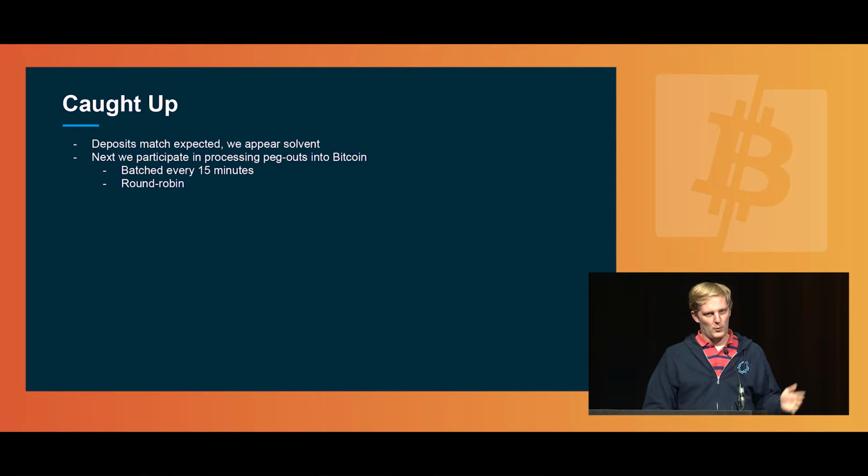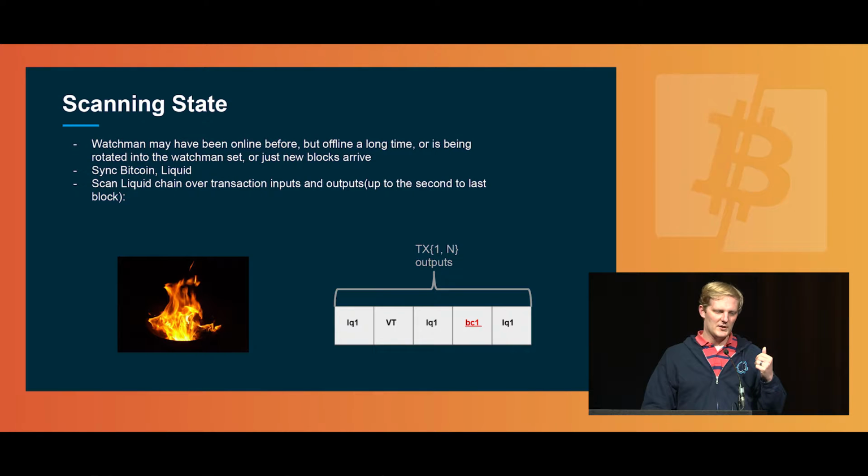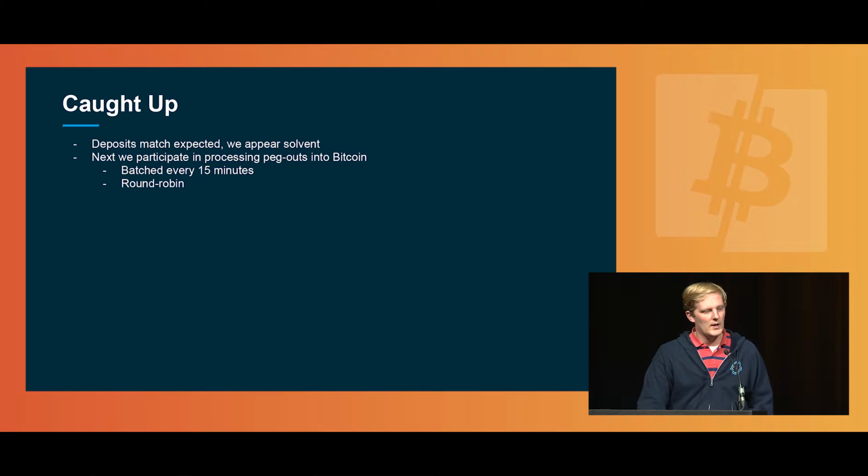So once you're all caught up, you've internally marked all the money coming in, money coming out that you've seen so far. That's happened maybe without your participation, you don't know. You appear solvent. And then you now will process pegouts when requested. So it could be the case that when scanning the Bitcoin blockchain, you notice the Liquid blockchain, you notice there's a burn that hasn't been accounted for.